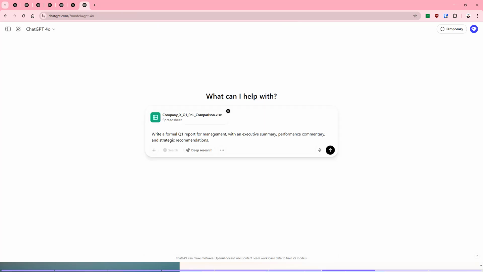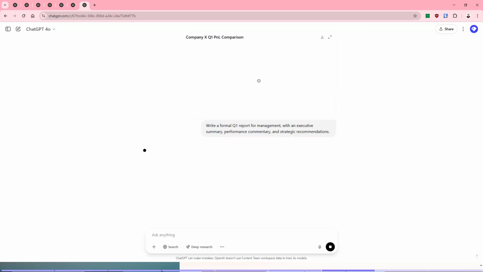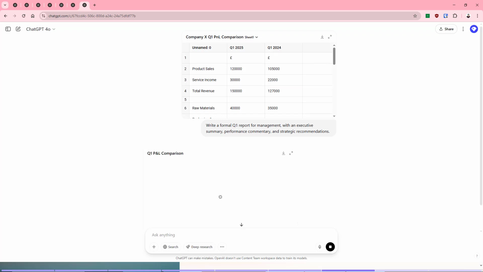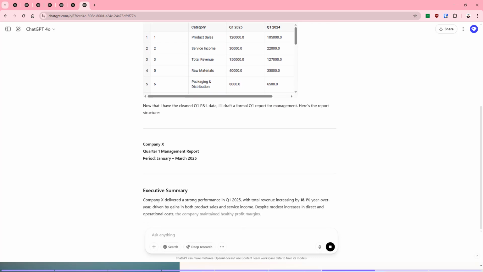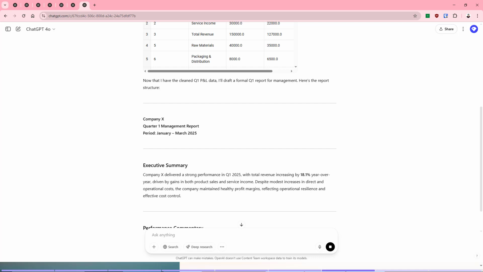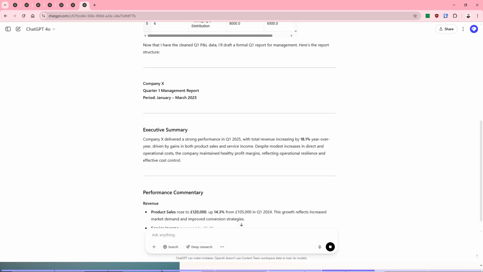And then finally, we've got our writing a management report based on these figures that includes a summary, commentary, and recommendations. So we would expect again to see a different output from this same group of figures. As you can see, the output is generating now.